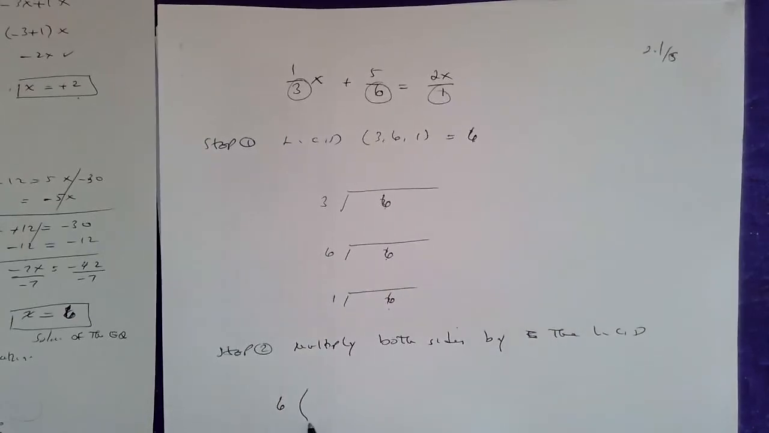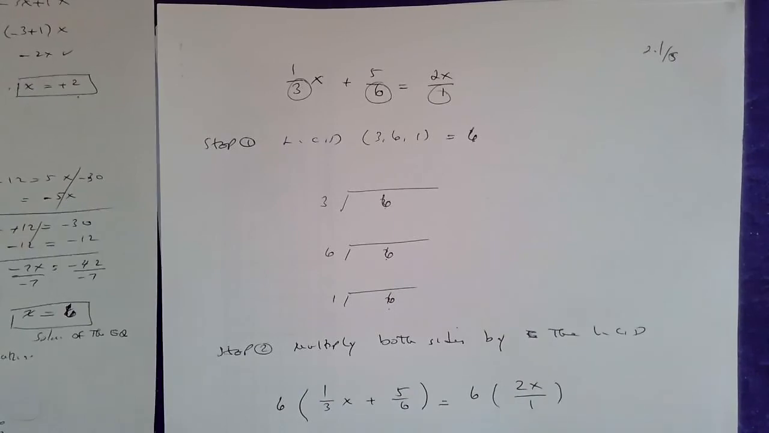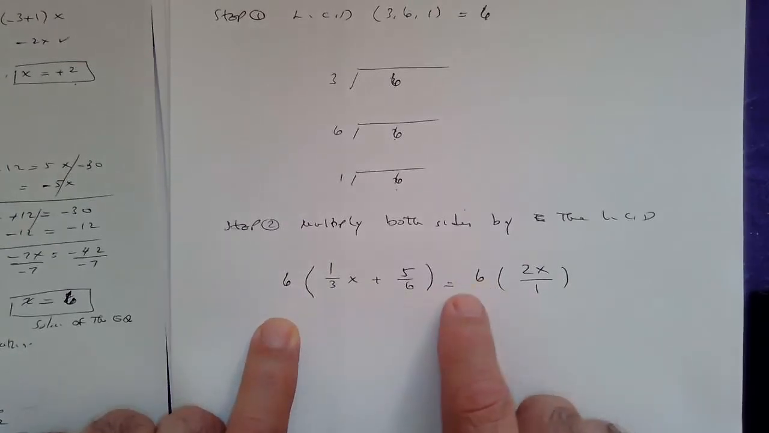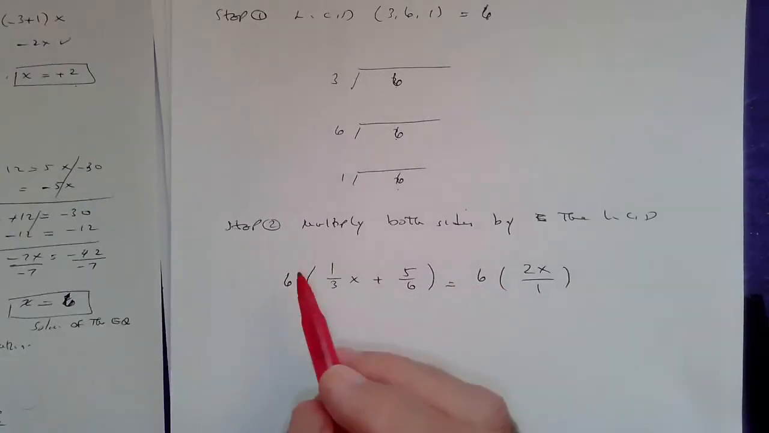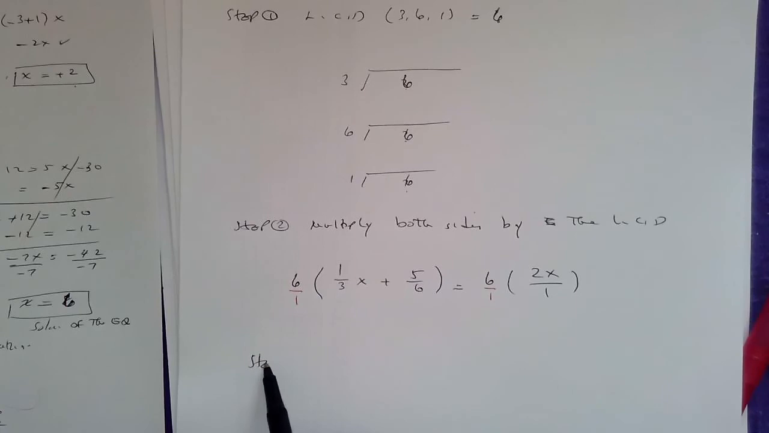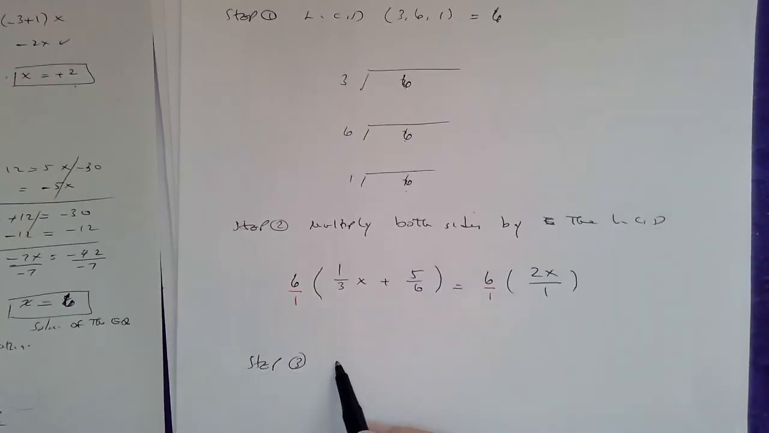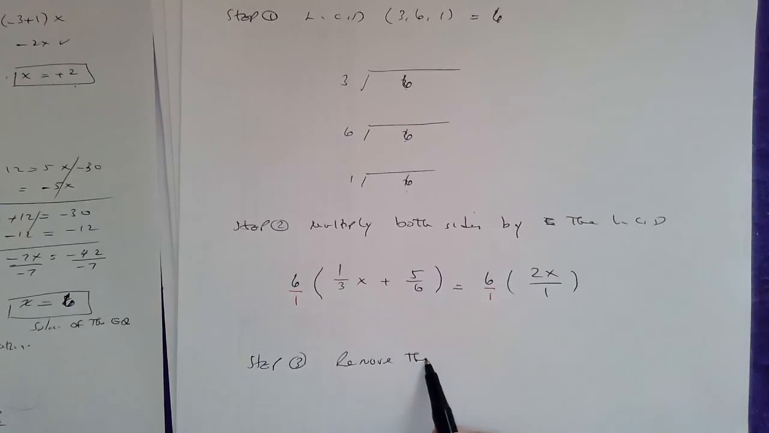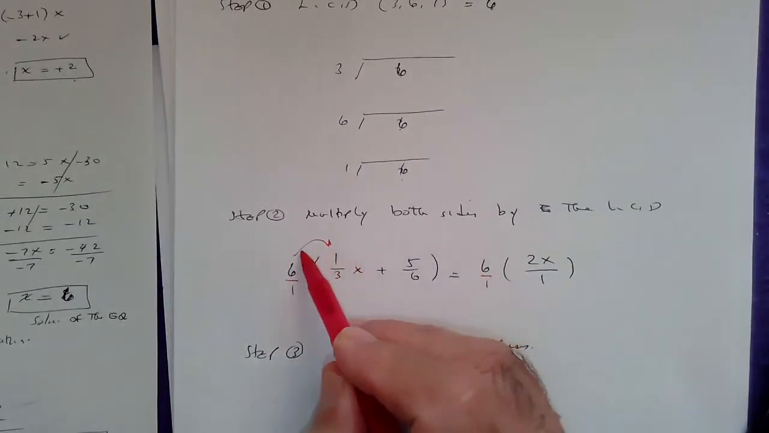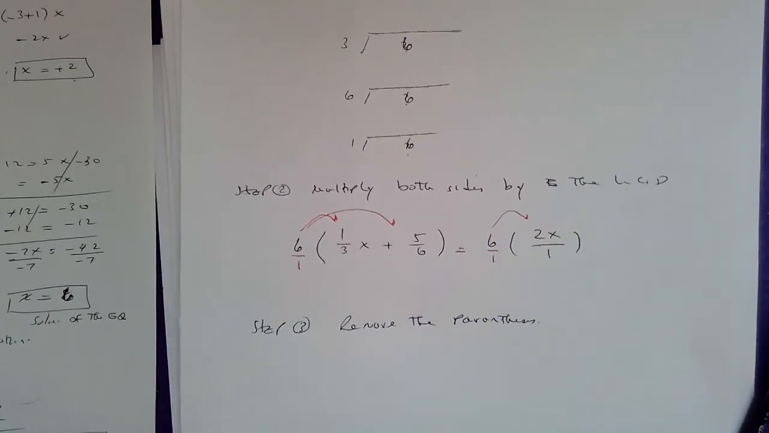So go like this: 6 times 1 over 3, 1/3 of x plus 5 over 6, and 6 times 2x over 1. So what you do is put the problem inside the parentheses, and in front of the parentheses, put the LCD. So now I'll give a denominator of 1 to the LCD. And now step 3 is, you guessed it, remove the parentheses. How do you remove the parentheses? By the distributive law.